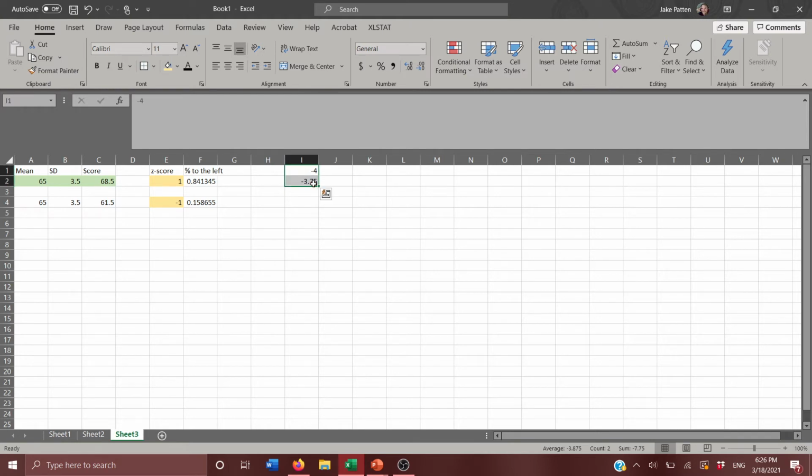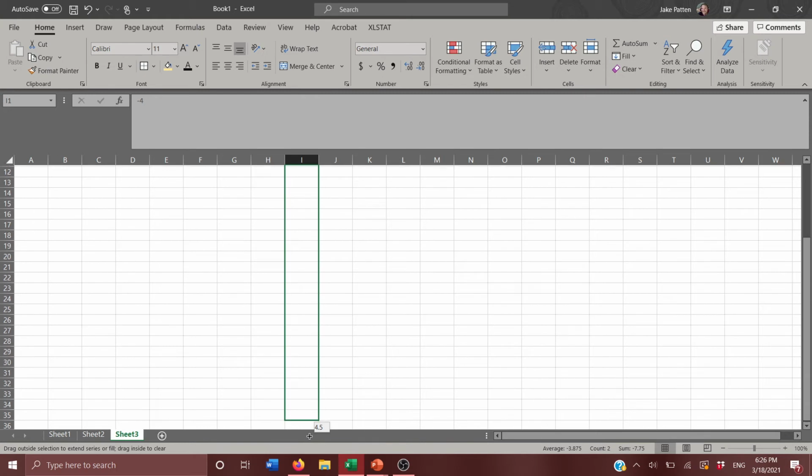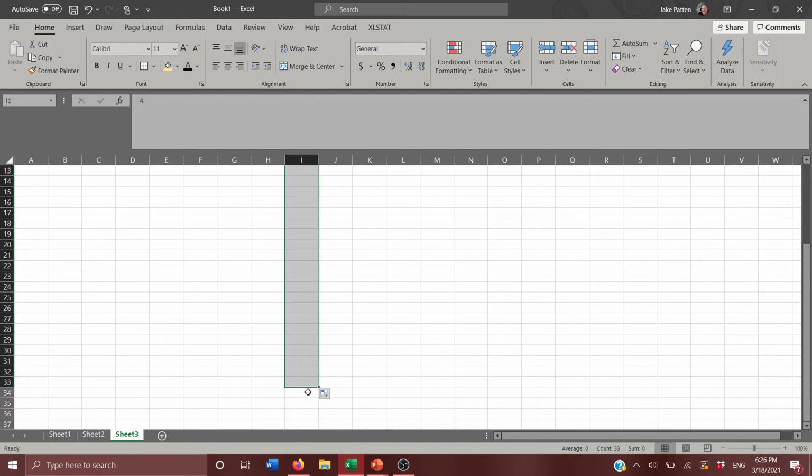We can highlight these two and go down here to the fill handle, this little dot where your cursor changes. We're going to drag it, and notice how it goes -3, and then -2.75, and then -2.5. So we've taught it by going from -4 to -3.75 that we want to ascend, we're counting up, by 0.25 in every cell. So we're going to drag this until we get to +4, which is right here.